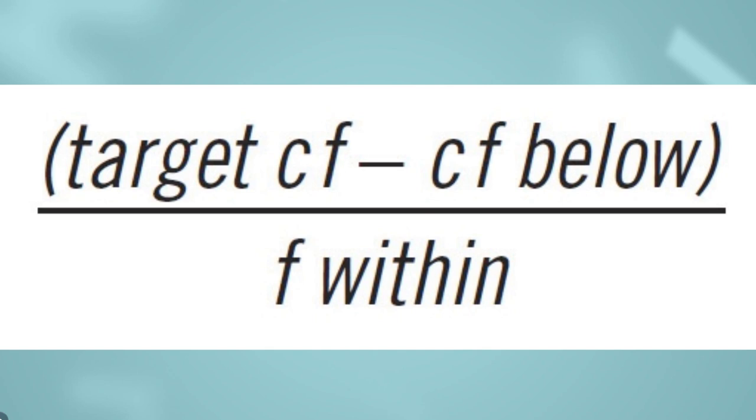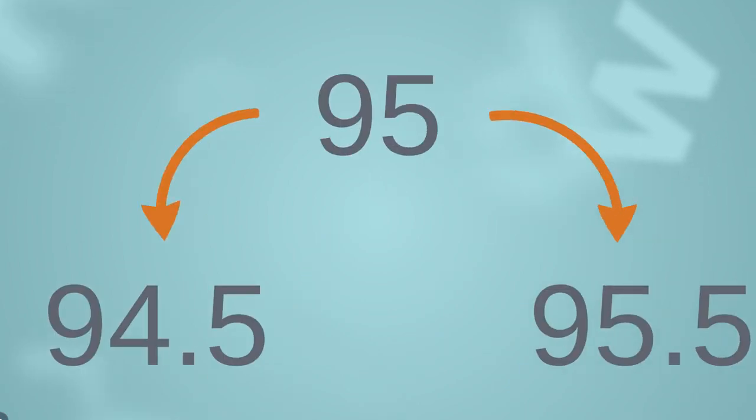The interval size is the width of the interval. In a simple frequency distribution, it will be 1. So for example, 95 has a width that runs from 94.5 to 95.5. If we subtract 94.5 from 95.5, we get an interval width of 1.